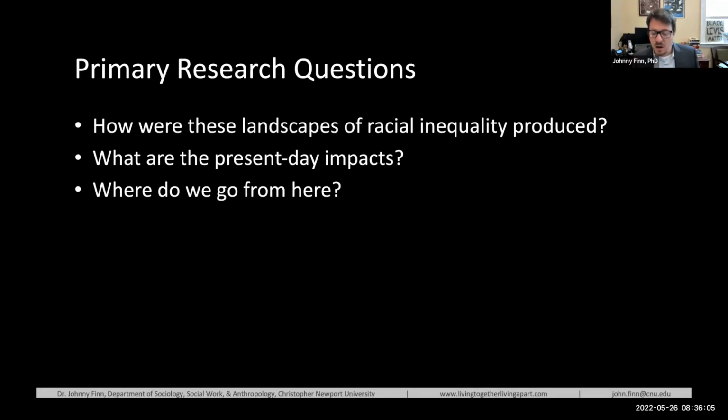And I'm going to talk about all three of these today. And those questions are: one, where did this come from? Is it just an accident? Is it a coincidence that this racial geography looks so incredibly consistent city after city? It can't possibly be an accident. It can't possibly be coincidence. Where did this landscape of racial inequality come from?